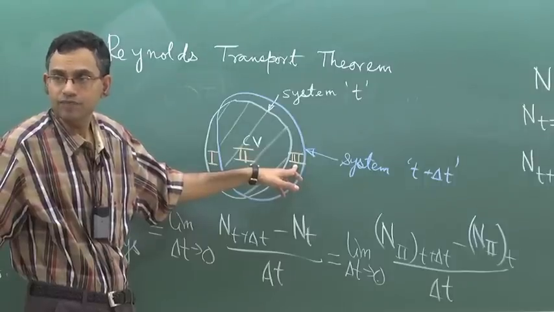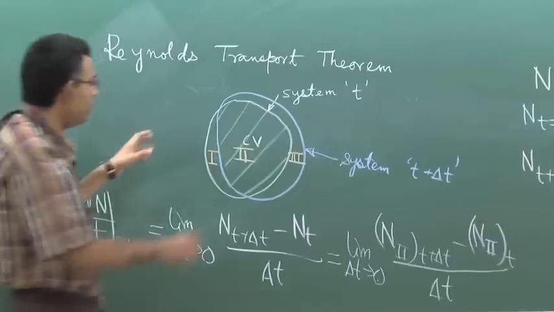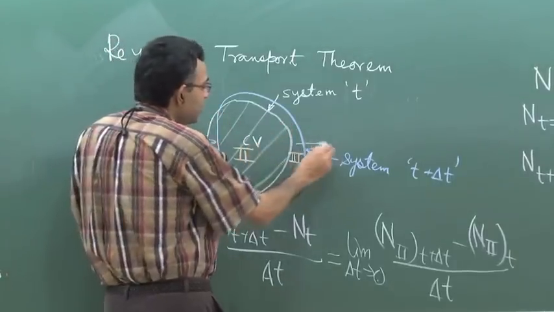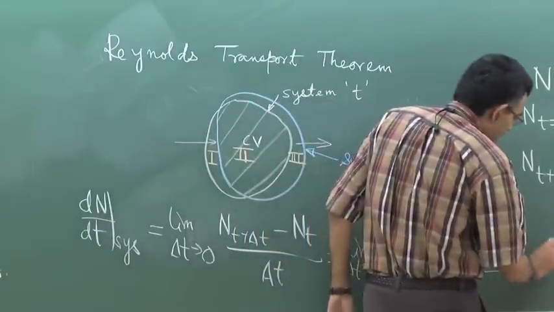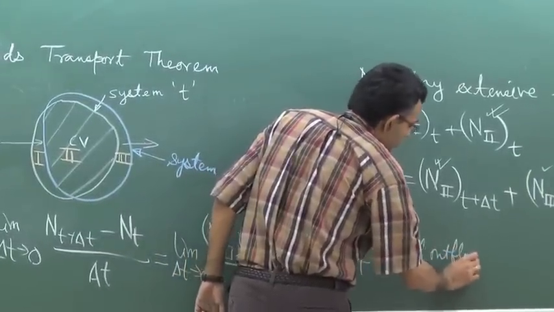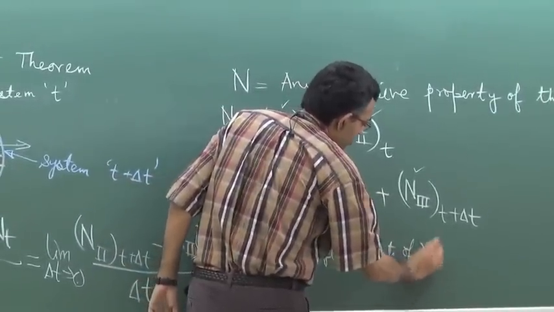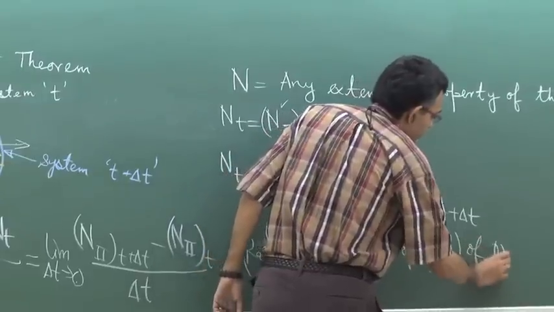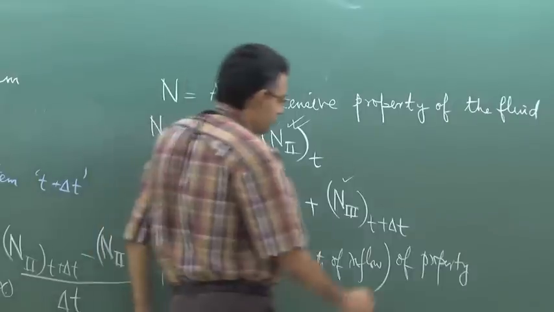What is that? That is the rate at which the property is flowing out of the control volume. Remember that as you are advecting in this way, this is acting like inflow and this is acting like outflow. So, this is plus rate of outflow minus rate of inflow of the property.